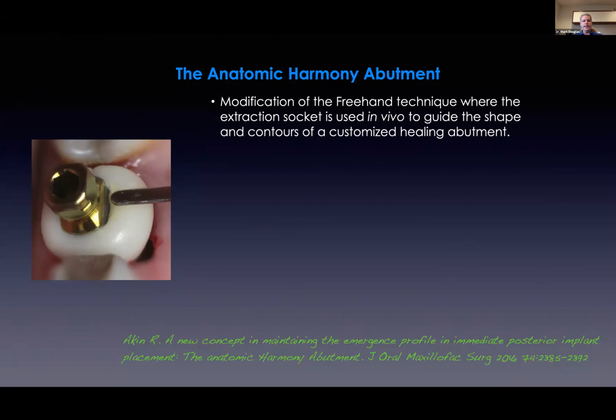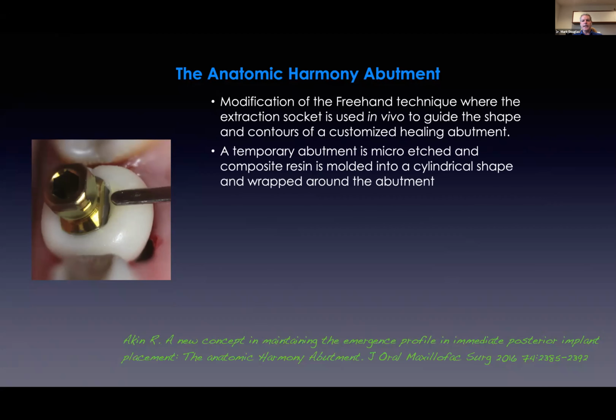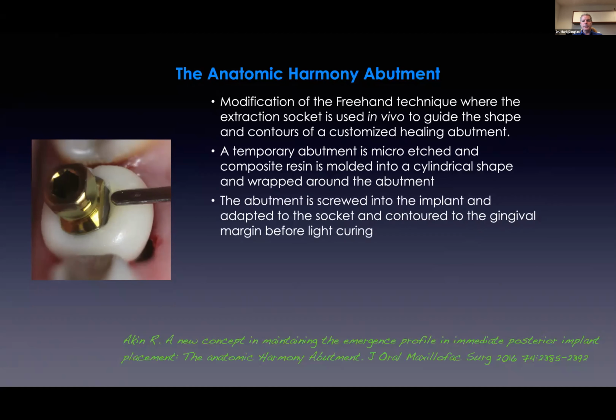What you do is you take a temporary post, and you're going to micro etch that, and you're going to take some composite resin and just mold it into a cylindrical shape and wrap it around your abutment, and then you're going to place it into the mouth. You're going to screw it into place, and then you're going to use a plastic instrument to sort of work this material down such that it's level with the gingival margin before you light cure it.